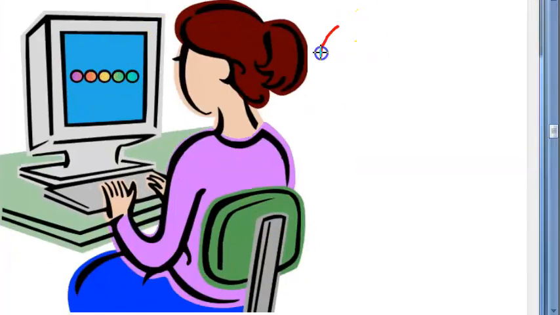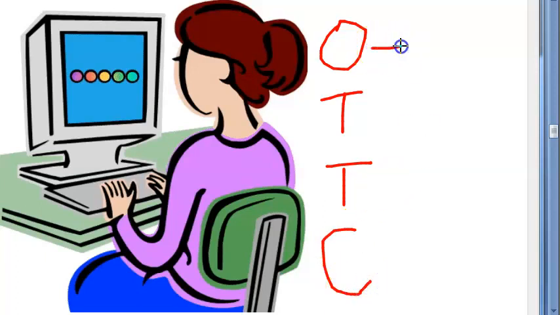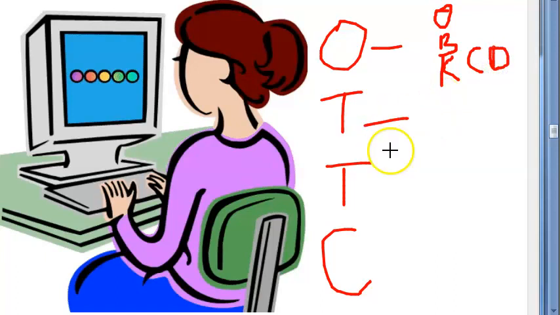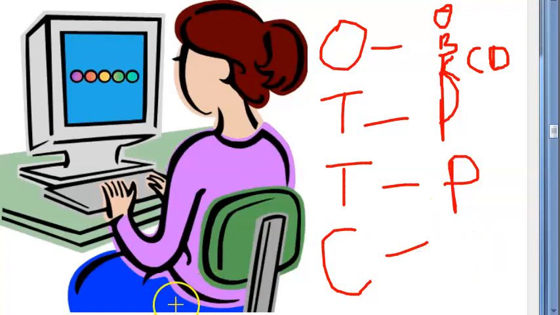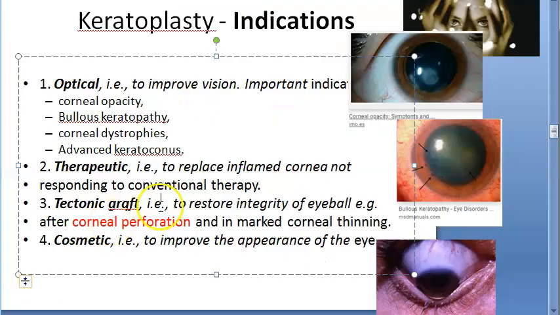Let's revise. Optically, what did they tell? Then you had therapeutic, then tectonic graft, then they were talking about cosmetic. So optical, what were there? Corneal opacity, advanced keratoconus, then bullous keratopathy, corneal dystrophy, right? These were the ones. Then therapeutic, they were talking about perforation, is it? They didn't exactly say perforation. What about tectonic graft? Perforation. Cosmetic, to make the eye look more beautiful. Therapeutic, to replace inflamed cornea. Okay.